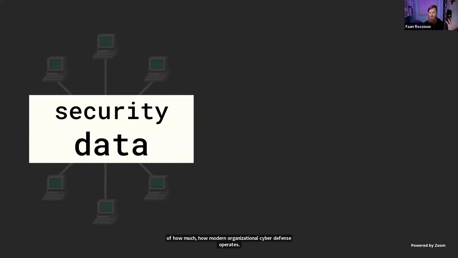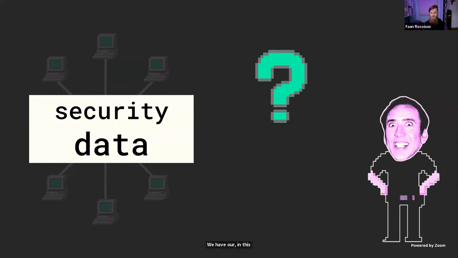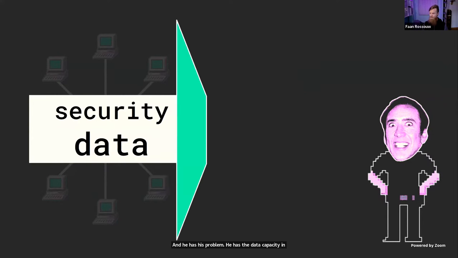Okay, so we have something that needs to be secured. We have, in this case, our SOC analyst who needs to secure it. And he has his problem: the data capacity incompatibility. So how is this usually solved in a SOCSIM paradigm? Well, it's solved by way of a filter. And what this filter is, it's an outside-in or external filter. And really, it is just a piece of code.